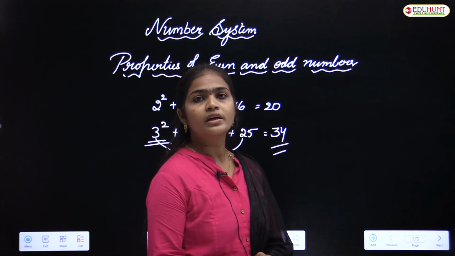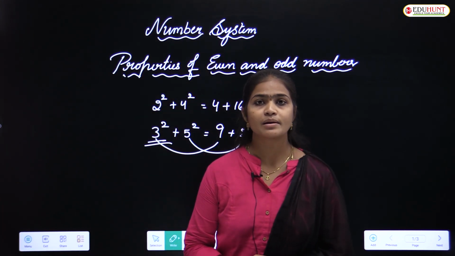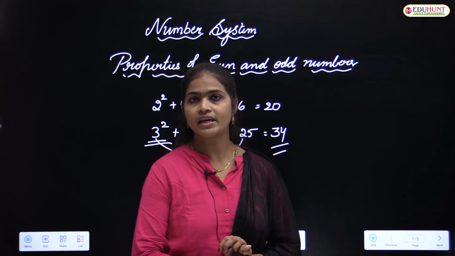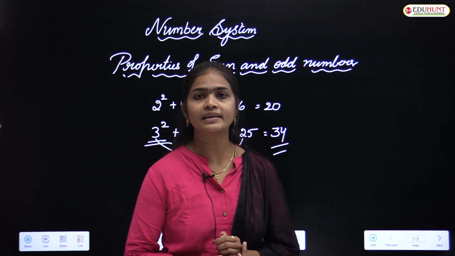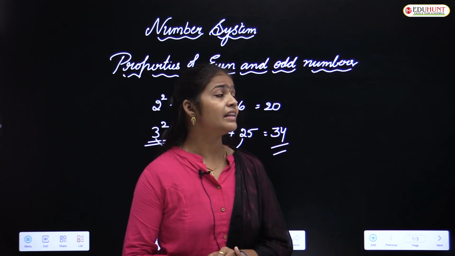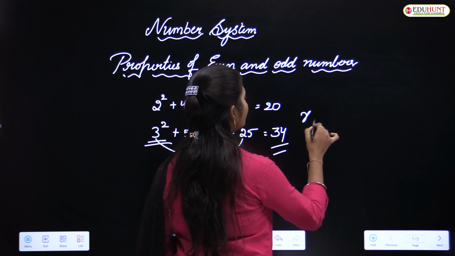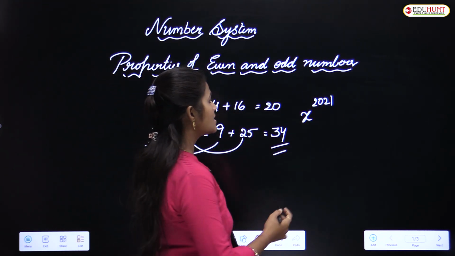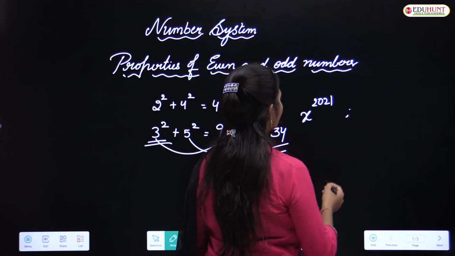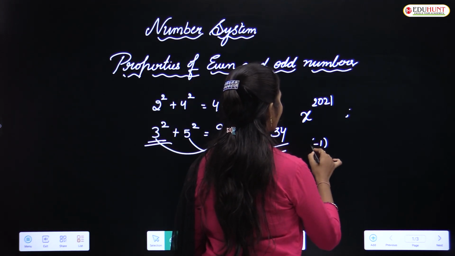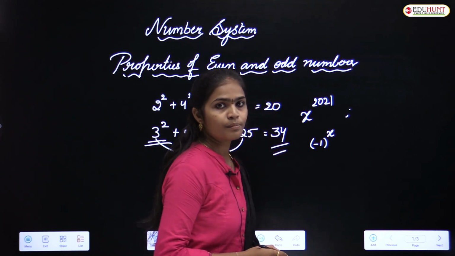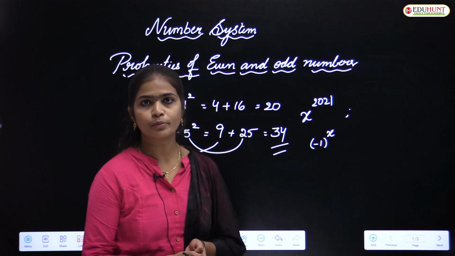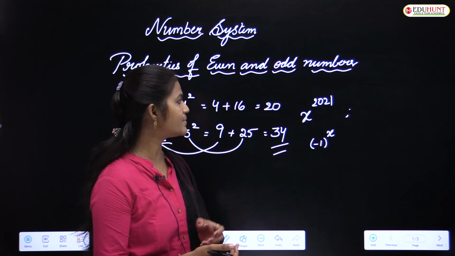So up to here in this video, we discussed even numbers and odd numbers and their properties. These properties are very, very important. We will apply these properties in exponents also. In exponents they will give x power 2021, where x is equal to something, or else minus 1 power x. In exponents you will face this type of problem. That's why I am mentioning it here just as a model.